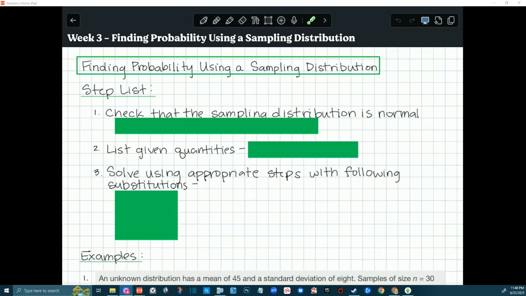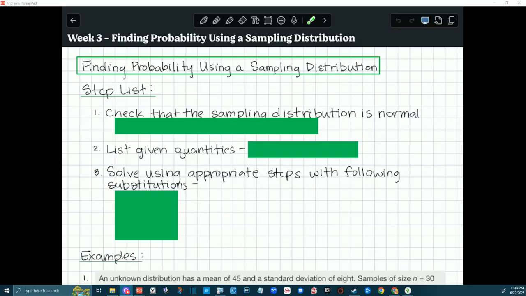In this last video for week 3, we're going to talk about how to find probability using a sampling distribution of sample means. Again, we're focused on just a sampling distribution for means. We're going to talk about other sampling distributions later.